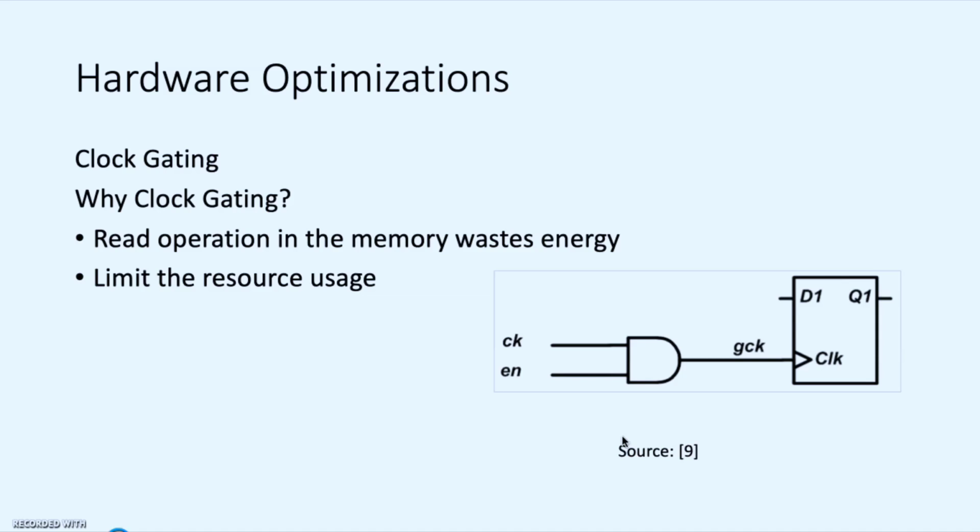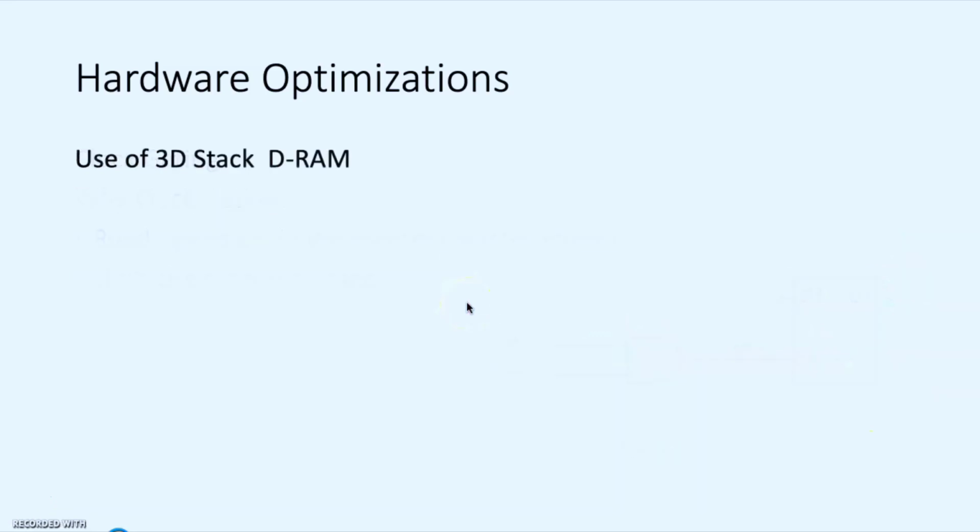So let's say CK represents the clock, and EN represents the enable pin. So whenever you want to turn on some part of the circuit, you give EN 1 so that clock and EN are synchronized. So the clock will be supplied to the flip-flop which is present over here.